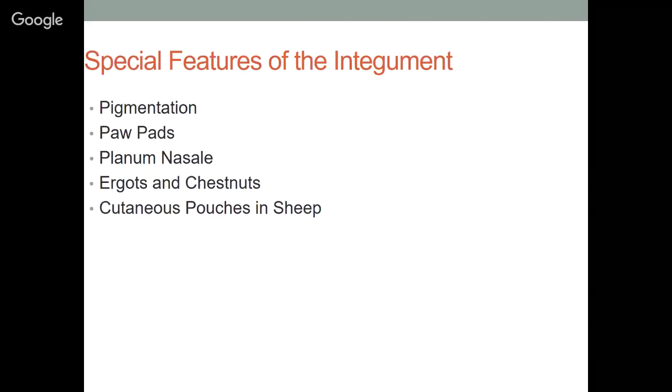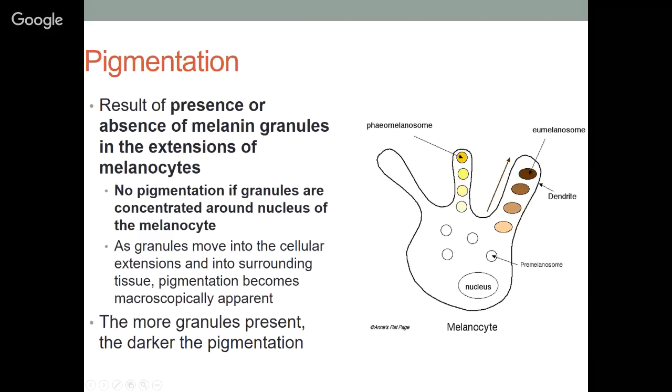Some of the special features of the skin that we're going to talk about are pigmentation, paw pads, the planum nasale, ergots, and chestnuts. This is important in hoofed animals, particularly in horses or equine. And then we're going to talk about cutaneous pouches in sheep, just because it's a lot different from other species.